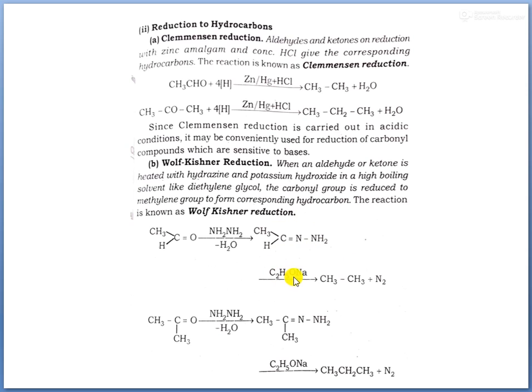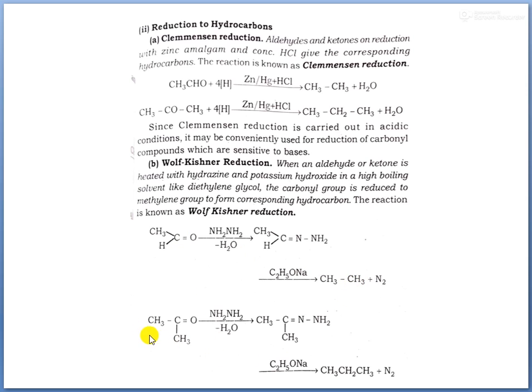This again, in the presence of a base, that is C2H5O minus, with Na plus as the accompanying cation, will have its bond cleaved and a hydrogen will be added at this carbon. So here we get a CH3, and the nitrogen molecule will be another byproduct. So this aldehyde is reduced to the corresponding hydrocarbon.